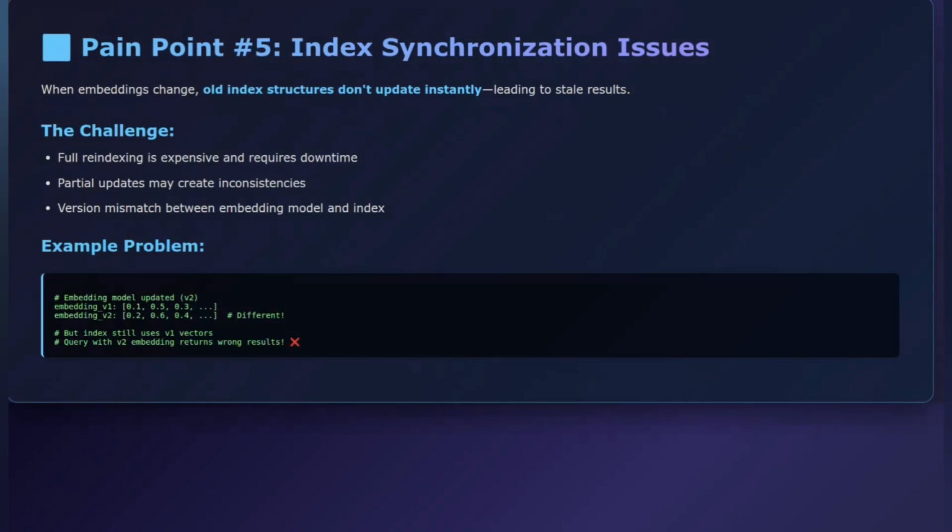This pain point is subtle but devastating. Index synchronization and reindexing. Here's the scenario. Your embedding model gets updated. You trained a new version that's better at capturing semantic meaning. It outputs slightly different vectors. You release the new model to production. New documents are indexed with the new model.